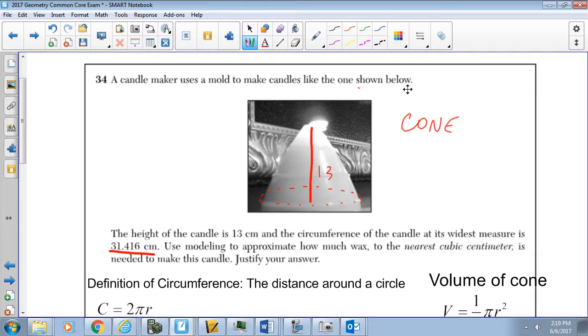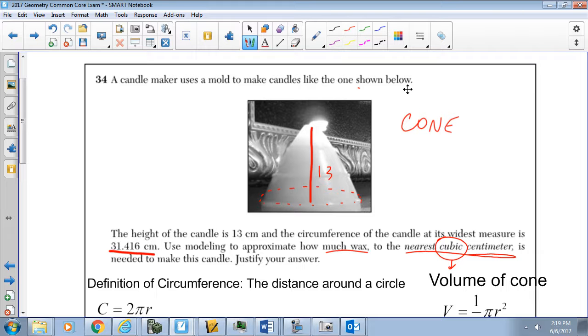Also, when it says how much wax, you have to think about what a mold is. You actually pour something in. And so you have to figure out, well, what are we talking about, area or volume, or maybe surface area? When you're talking about filling something up, you're always talking about volume. So when it says how much wax, that might not be enough, but nearest cubic centimeter, this word cubic, that tells you definitely you should be doing volume at some point.